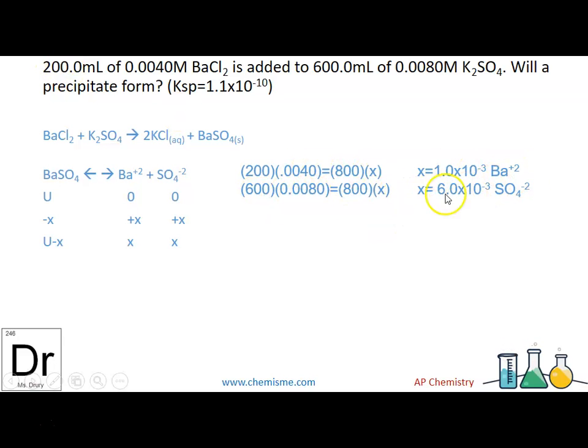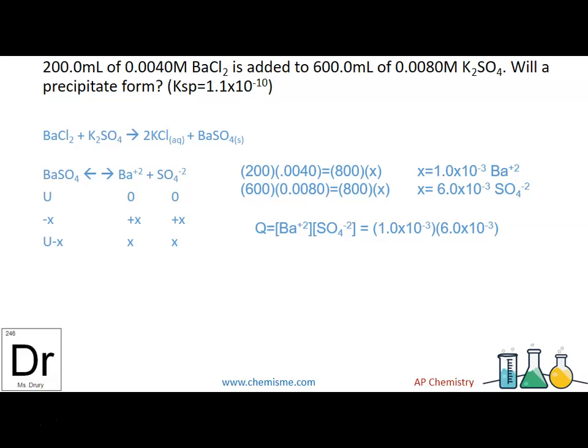Same thing here. M1V1 equals M2V2. I actually did V1M1 equals V2M2. Doesn't really matter. So 600 times 0.08 and just changing it to 800. And that gave me the sulfate ion concentration. Now that I've changed them, see what I mean by it was a little trickier. Now that I've changed them, I can plug it into my Q.